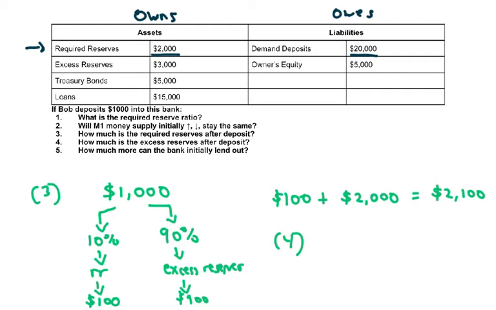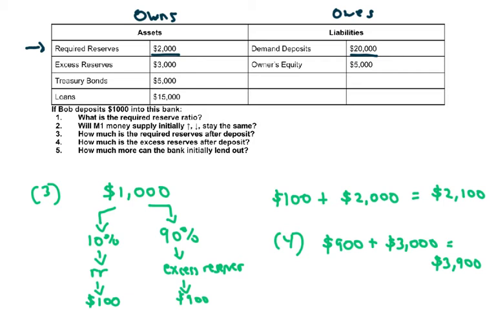And we've actually already done number 4 as well, because now it wants to know what's the value of excess reserves after the deposit. We calculated that. It's 90% of 1,000, the remaining part of Bob's deposit. So we're going to add that 900 to what already exists in excess reserves, and that's $3,000. And so the new value of excess reserves is going to be $3,900. And so again, if you understand the vocabulary, it does make doing these bank balance sheets easier if you understand what each item in the chart means.